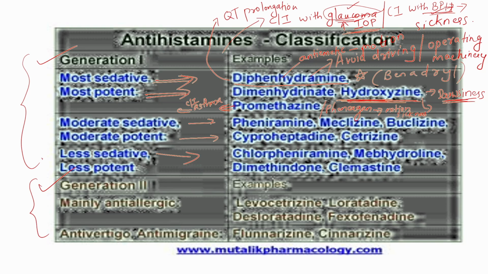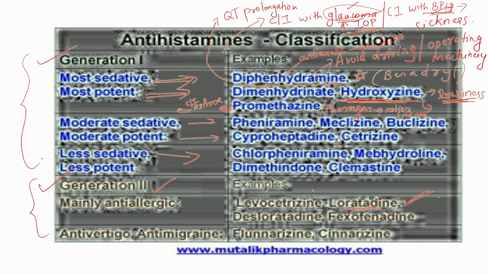Among these drugs, loratadine is an important drug that we should be familiar with. Loratadine is safe in pregnancy. So which is the antihistamine safe in pregnancy? We can say loratadine is safe in pregnancy, because this is a generation 2 non-sedating drug. It does not cross the blood-brain barrier, so it does not affect the fetus. So we can say this drug is safe to give in pregnancy.